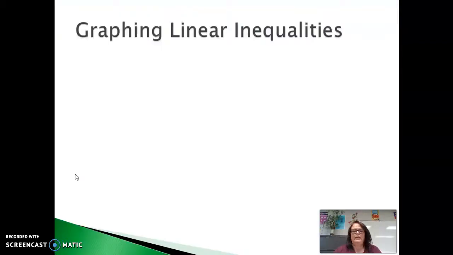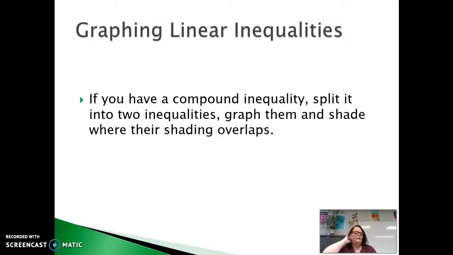All right, so then another type of inequality we might see is a compound inequality. If you have a compound inequality, you're going to split it into 2 separate inequalities, and then you're going to graph them and shade where the shading overlaps.